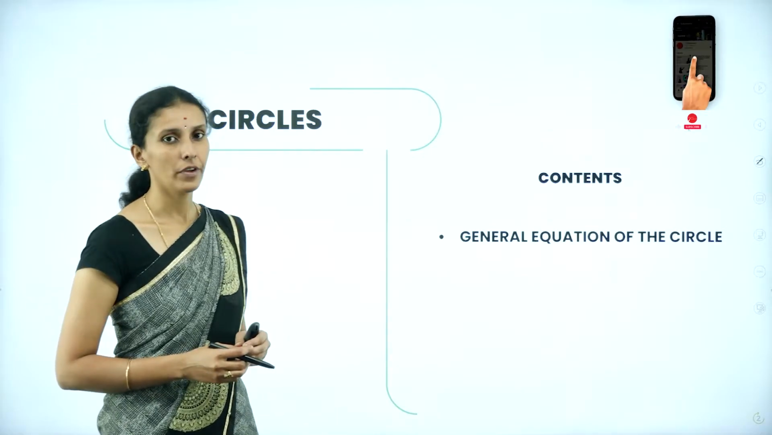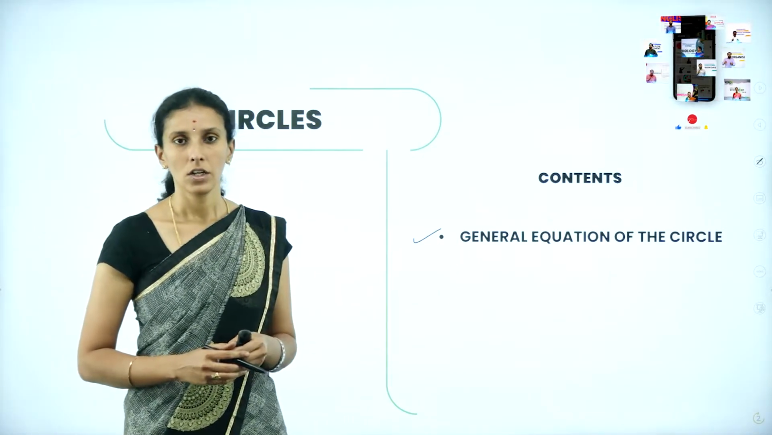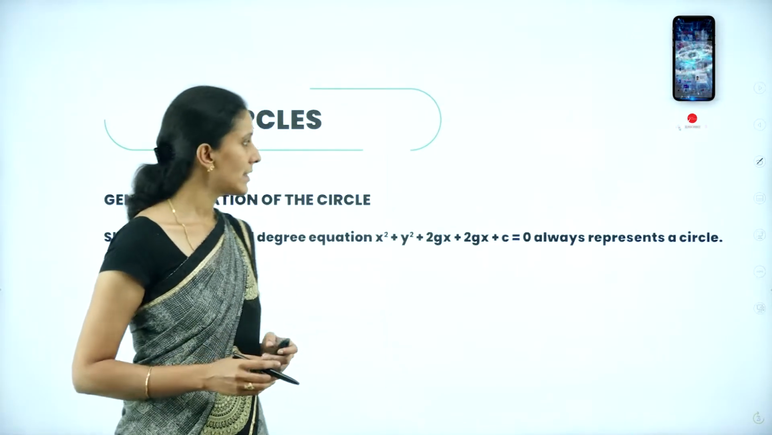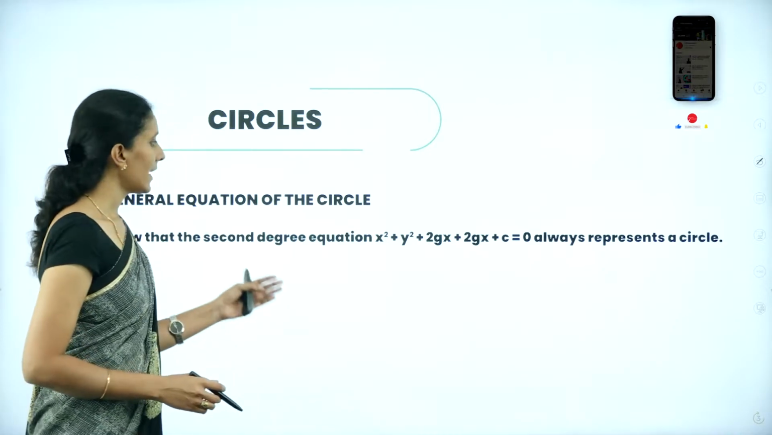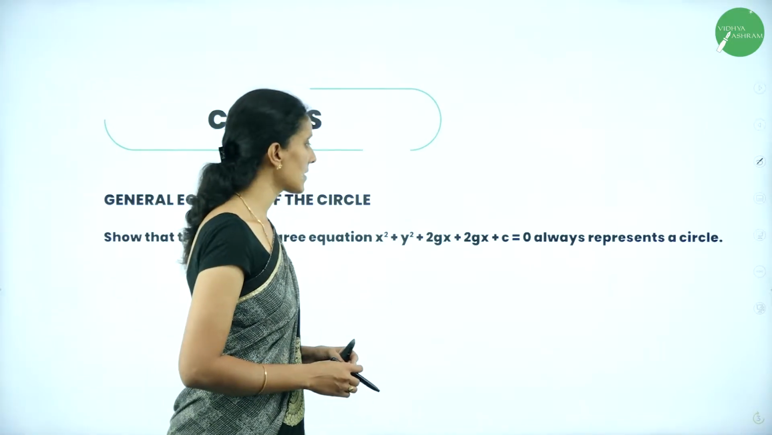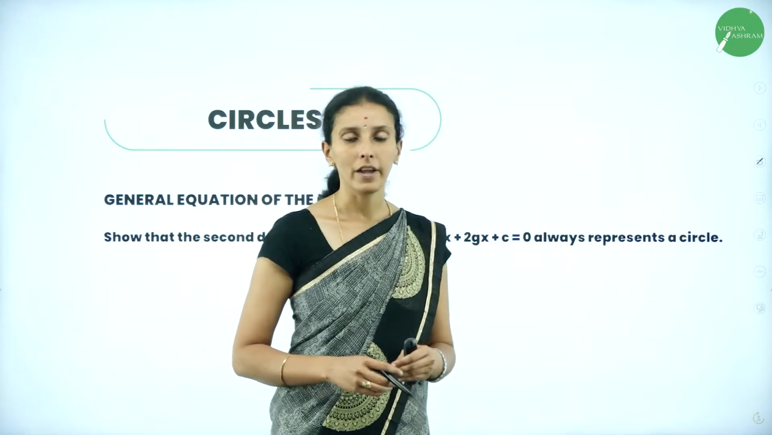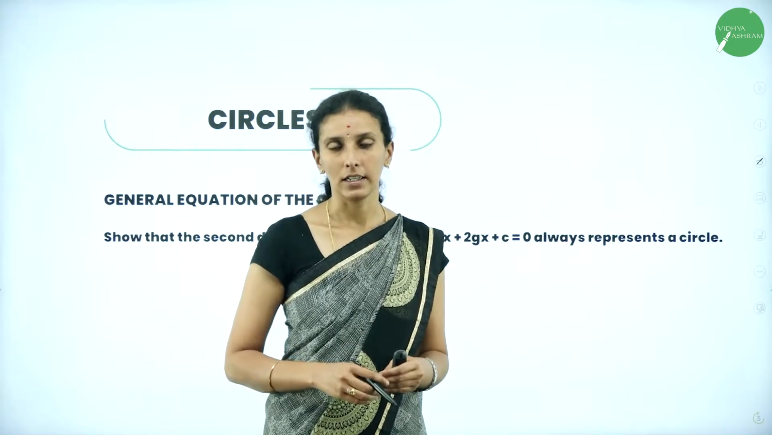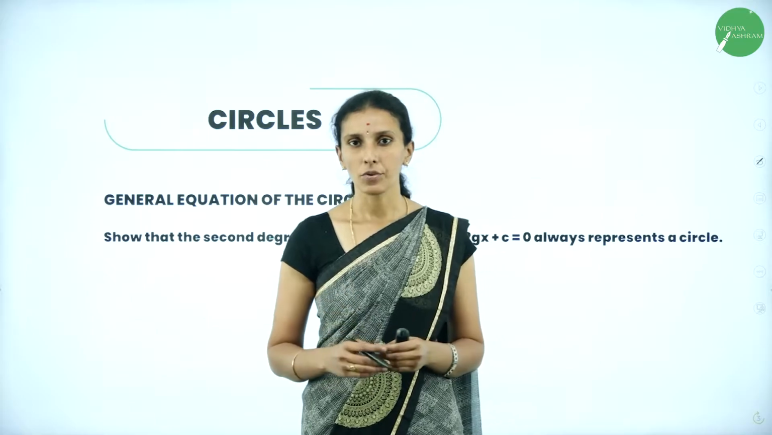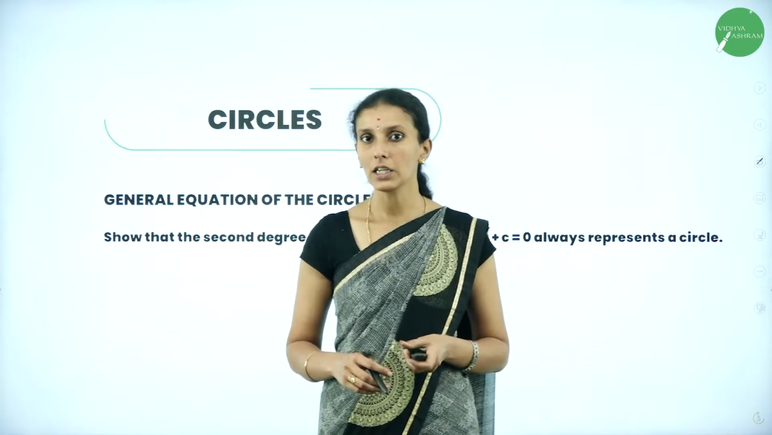In today's session, we will be discussing the general equation of the circle. So what do you mean by the general equation of the circle? Let us see now. Show that the second degree equation x square plus y square plus 2gx plus 2fy plus c is equal to 0 always represents a circle. Now we have to show that this equation represents a circle.